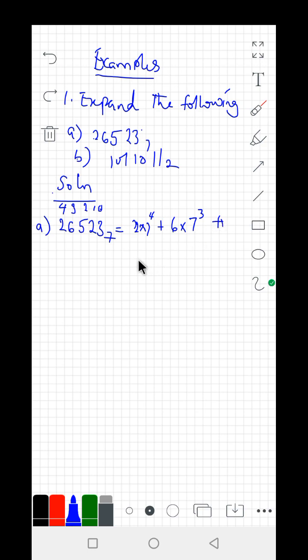plus 5 times 7 raised to the power of 2, plus 2 times 7 to the power of 1, and plus 3 times 7 to the power of 0.